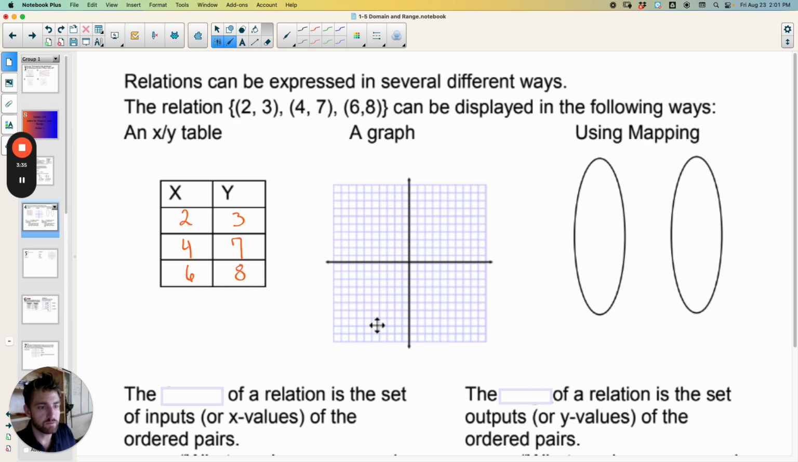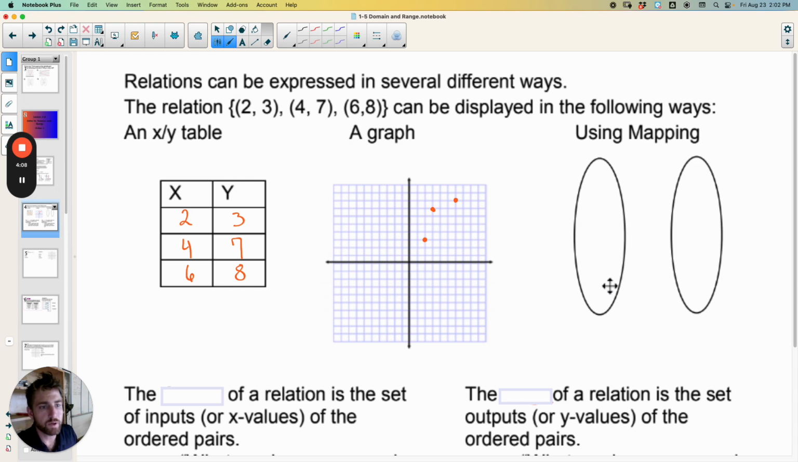And I can also plot those on a graph. So we'll go right 2 and up 1, 2, 3, put a point. So that's my first point. The second point is 4, 7, so 1, 2, 3, and up 1, 2, 3, 4, 5, 6, 7. So that's my second point. And then my third point is 6, 8. So 1, 2, 3, 4, 5, 6, and then up 1, 2, 3, 4, 5, 6, 7, 8.